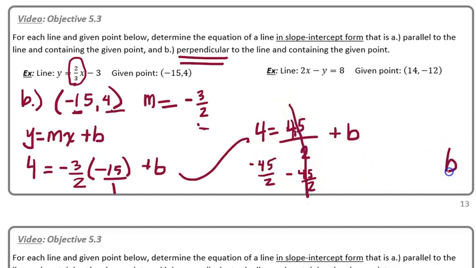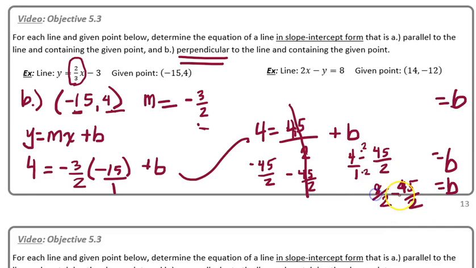And I have b equals 4 minus 45 over 2. So I need to get the same denominator. So what if I think of this as 4 over 1, and then I multiply the top and the bottom by 2. So I have 8 over 2 minus 45 over 2 equals b. So 8 minus 45, okay, b is -37 over 2. So that's an ugly looking b, but I don't care.